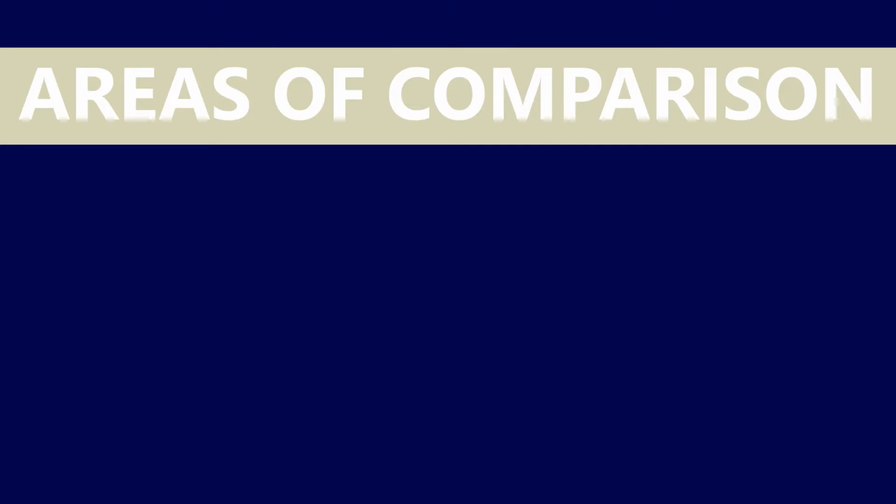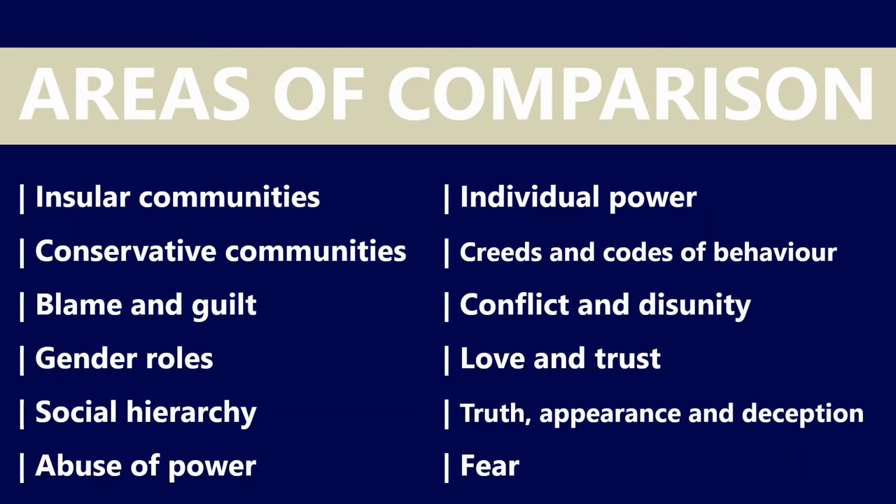We're going to do a guided reading and annotate the first 10 pages from Arthur Miller's play The Crucible. So when it comes to the areas of comparison for this first section of The Crucible, we're really looking at the ideas surrounding insular, conservative, vengeful, toxic communities. And this section provides us with a clear overview of what life is like in Salem.